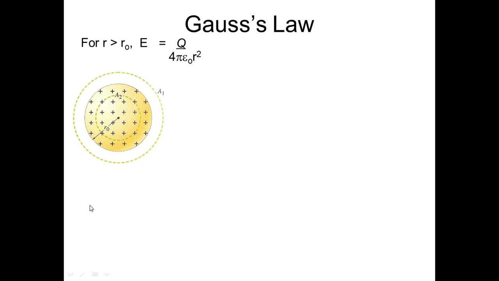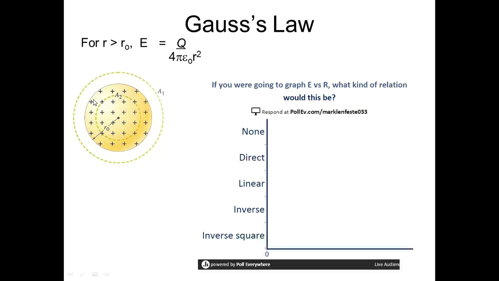So anyway, here, notice R is greater than R naught. So we're talking about out here. What kind of relationship is this? What kind of relationship is that? Inverse square. I'm going to give you guys another 30 seconds or so because I'm almost at my time limit. Nice, inverse square. So it's very similar. In fact, it's the same equation you get for a point charge.